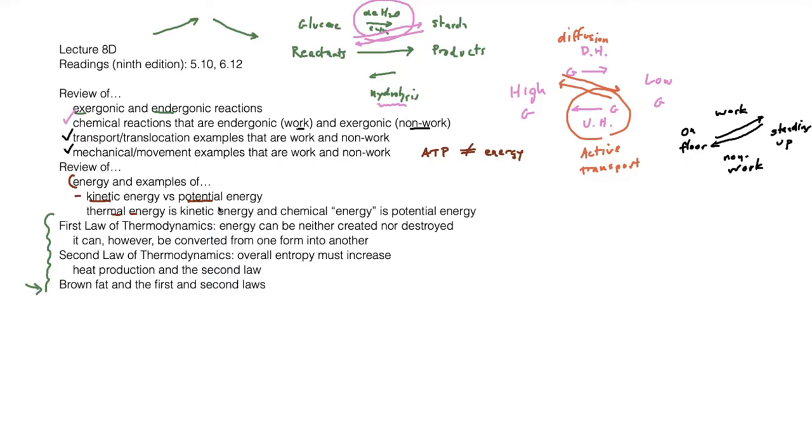You can't go out and bathe in the sun and expect that sun to warm you up when it gets cooler at night, right? And so thermal energy was our example of kinetic energy. The kind of energy that we're talking about with ATP is a potential energy source, right? ATP getting converted to ADP and phosphate.